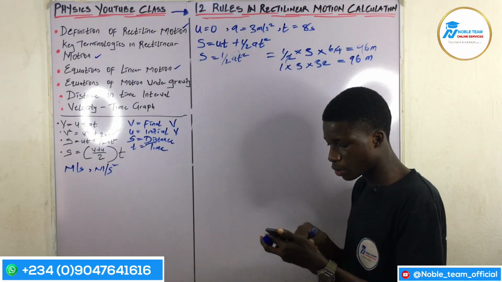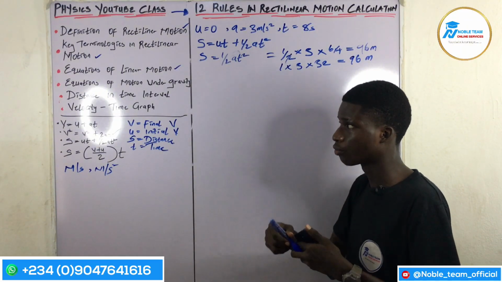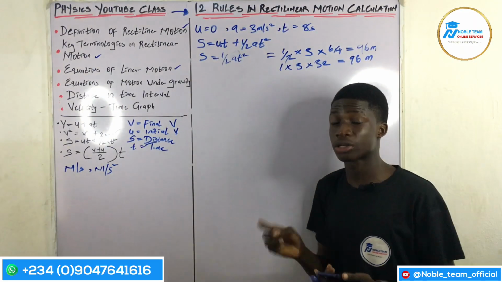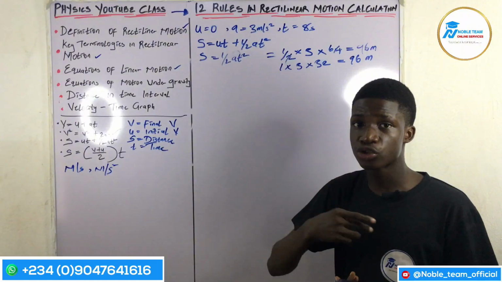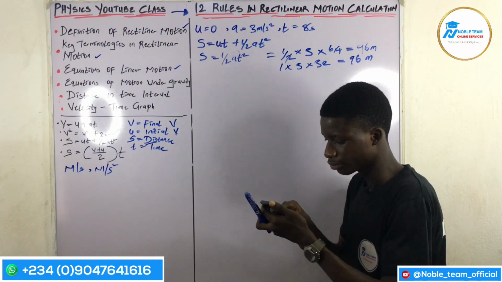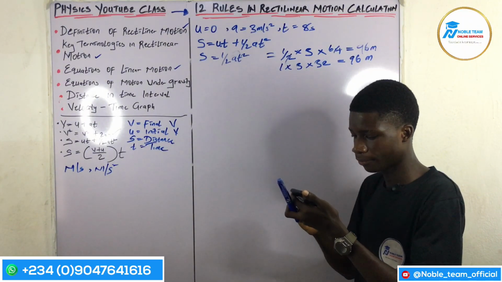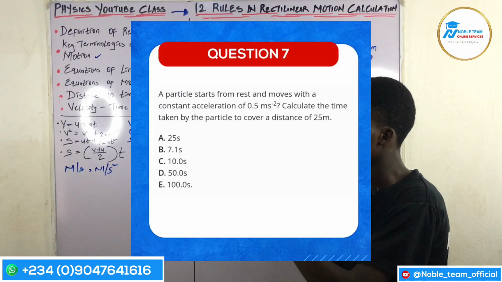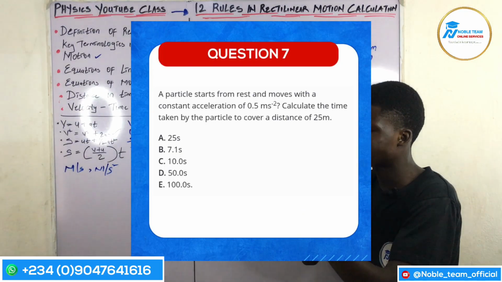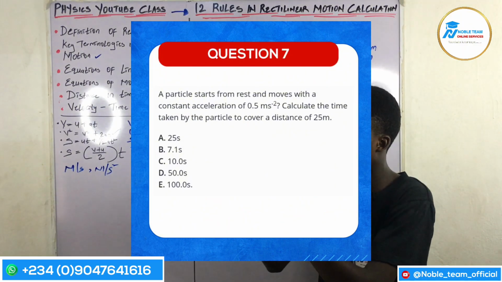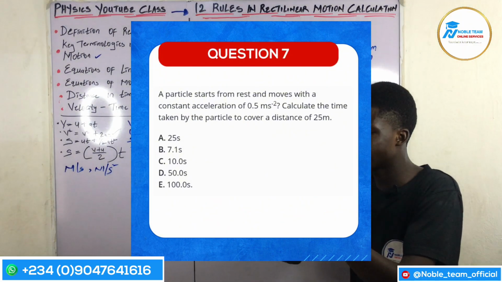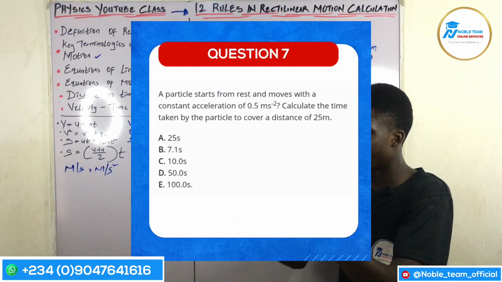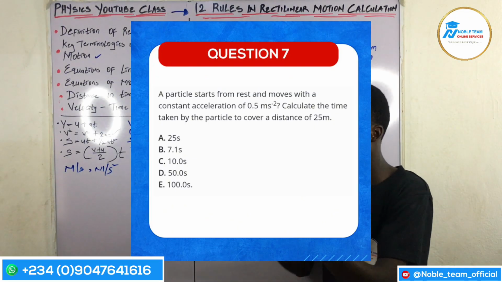So now let's look into question 7. We are going to be solving a lot of questions, and the remaining questions I'll give to you to solve for me, because I'm not going to be solving everything. I want you to understand what I'm trying to do. Now this question says a particle starts from rest and moves with a constant acceleration of 0.5 meters per second square. Calculate the time taken by the particle to cover a distance of 25 meters.